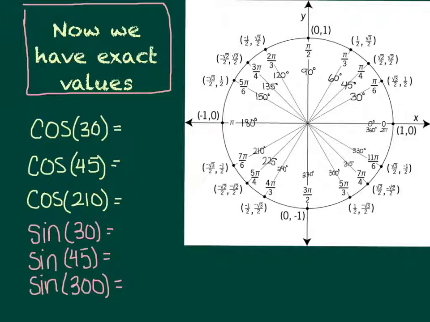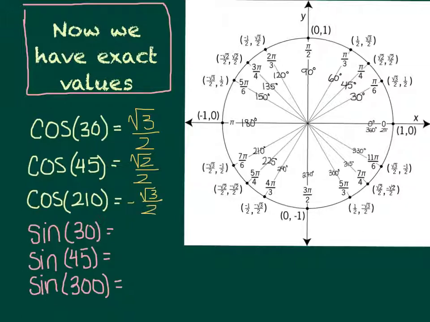So for example, if we're looking for the cosine of 30, we will find our 30-degree angle and look at the x value, which is the square root of 3 over 2. So the cosine of 30 is the square root of 3 over 2. In 45 degrees, we would look at our 45-degree angle and look at the x value, square root of 2 over 2. So the cosine of 45 is the square root of 2 over 2. Similarly, 210 degrees, find the 210-degree angle. Look at the x value. It's negative square root of 3 over 2.